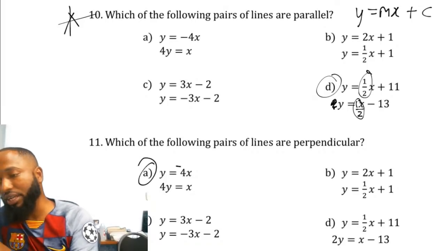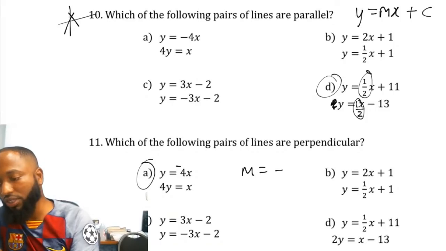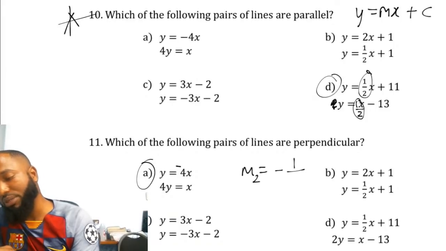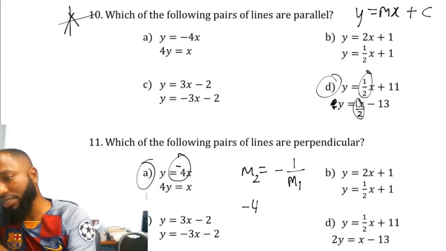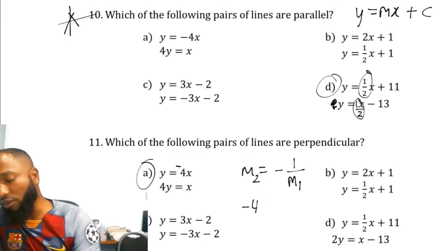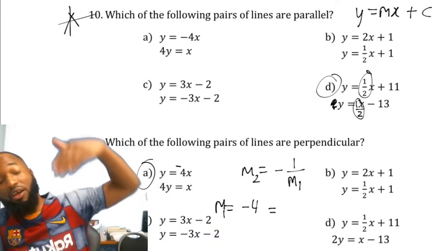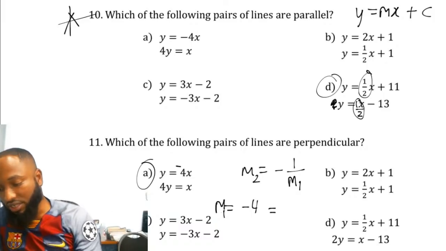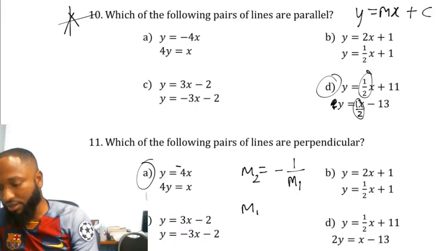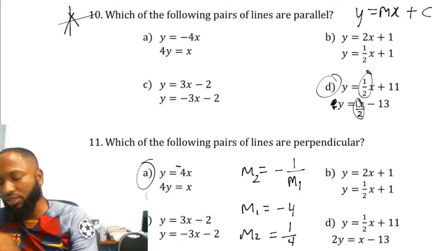Well, it's this. Perpendicular, well, it's this, right? For perpendicular lines, the gradients must be negative reciprocals: M2 is the negative reciprocal of M1. So if one gradient is negative 4, like in this case, when I bring across this 4, it will turn to 1 over 4. So this is the first gradient, M1. And if I have negative 1 over negative 4, the second gradient will have to be a quarter. So A is the answer.